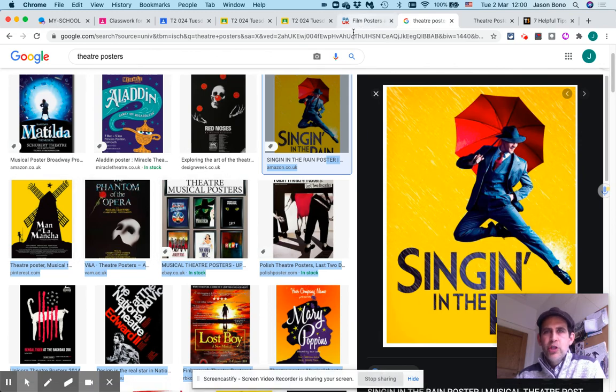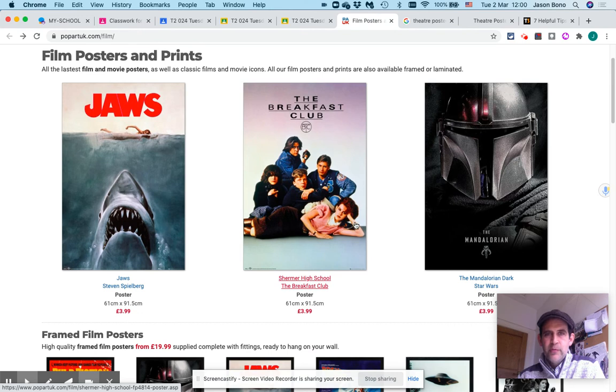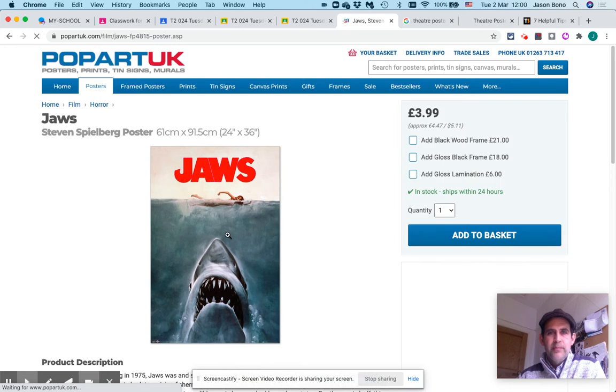I'm going to jump over to some common movie posters. When I say common, what I should say is some that have stood the test of time, like Jaws, and then some that are more current but really stand out. So Jaws, let's take a closer look at that one.